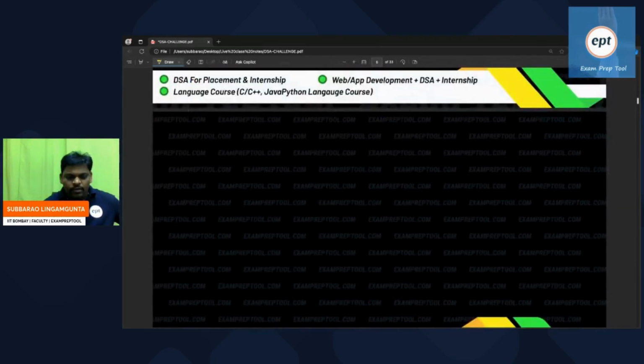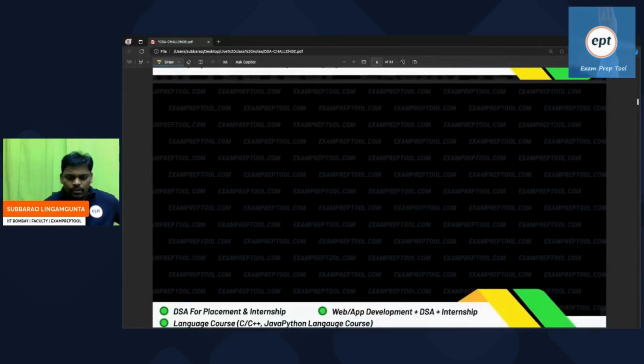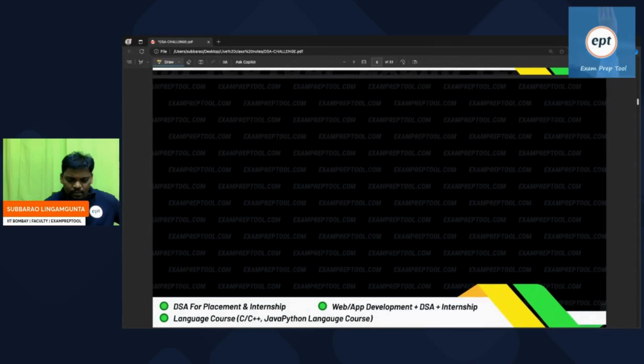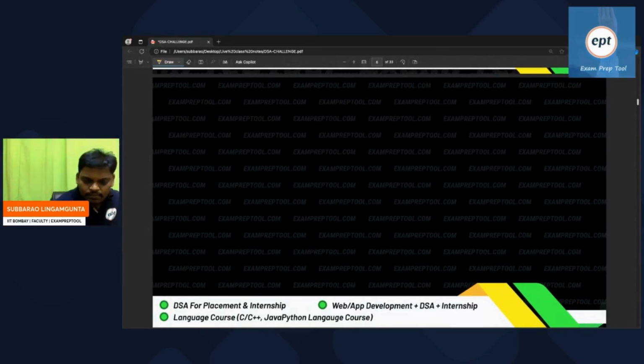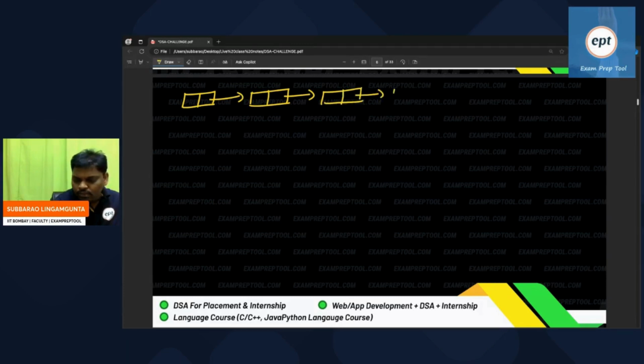See everyone, now I am going to explain how to reverse the given linked list. First, learn how to reverse it. If anyone doesn't know how to reverse it, first learn it. Then we will go for reversing k nodes. Now I'm explaining the easiest way to reverse.